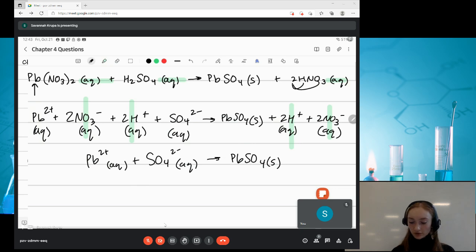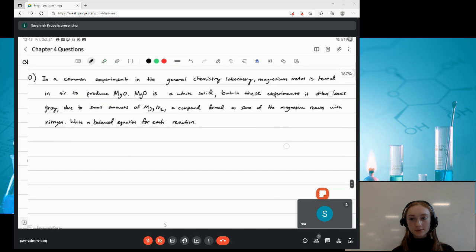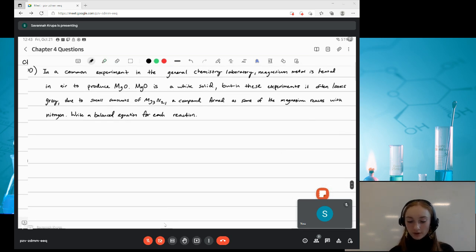Let's move on to, that was 11, let's move on to 30. So 30 is the last problem for today. So the question says, in a common experiment in the general chemistry laboratory, magnesium metal is heated in air to produce magnesium oxide. Magnesium oxide, or MgO, is a white solid, but in these experiments it often looks gray due to small amounts of magnesium nitride, a compound formed as some of the magnesium reacts with nitrogen. So that's Mg3N2. Write a balanced equation for each reaction.